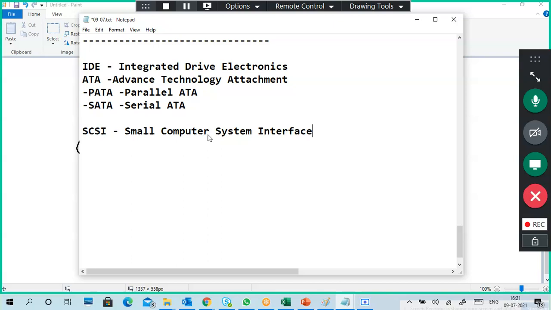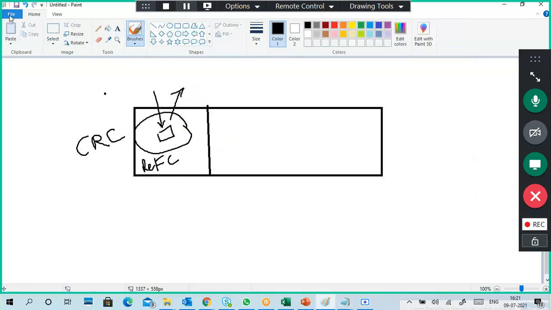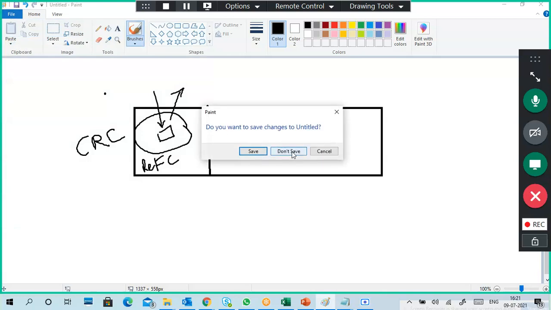SCSI means small computer system interface. Okay. So SCSI hard disks use SCSI. What is SCSI? Small computer system interface.